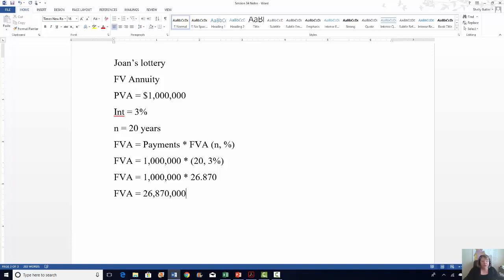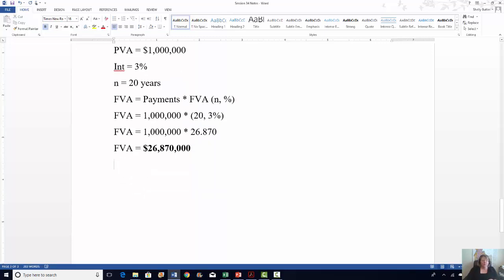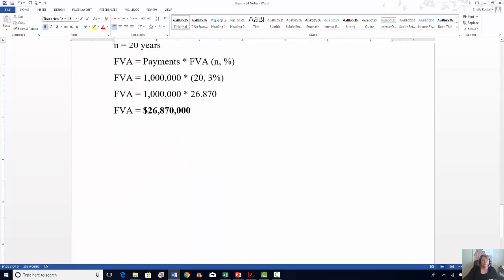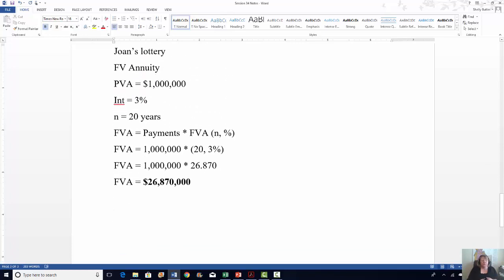26.870. So our future value of this annuity after all of those payments is going to be $26,870,000. And that's not too terrible, but at 3%, she should invest that money because typically you're going to earn more than 3% on an investment. Just saying. So she could have a lot more money than the 26 million at the end of all the payments. As long as you make good investments, you should be in good shape.